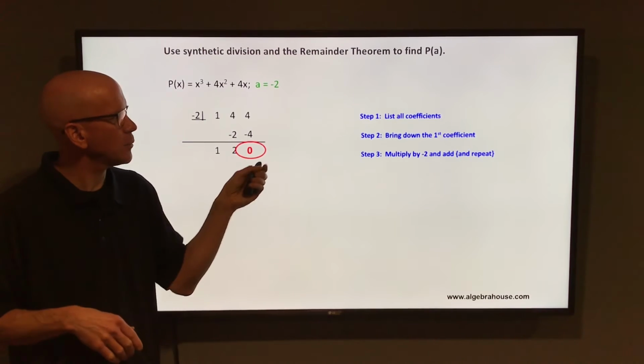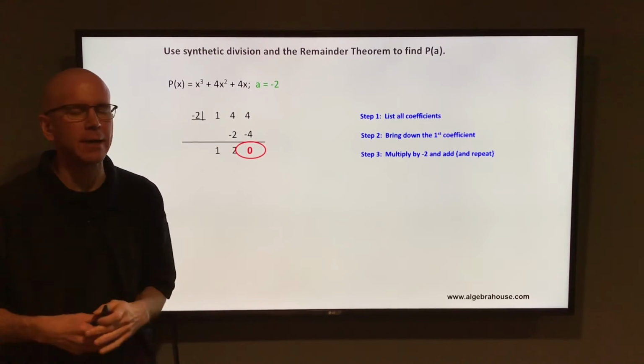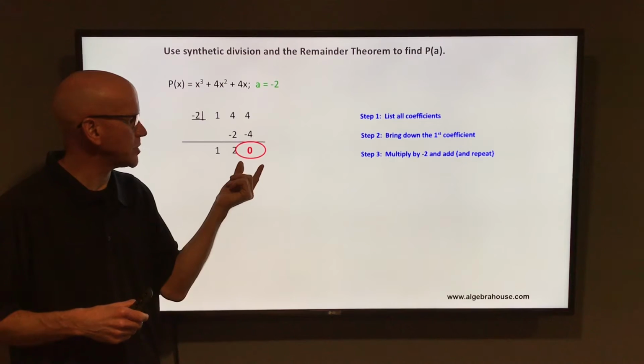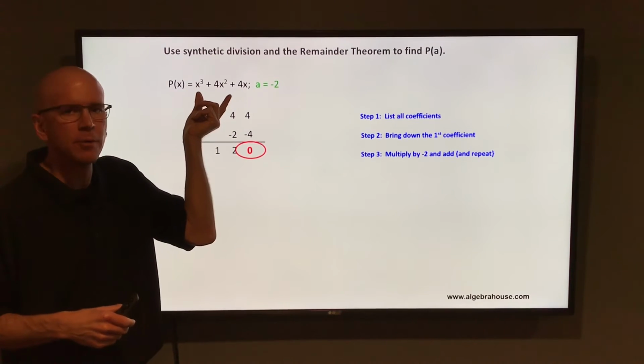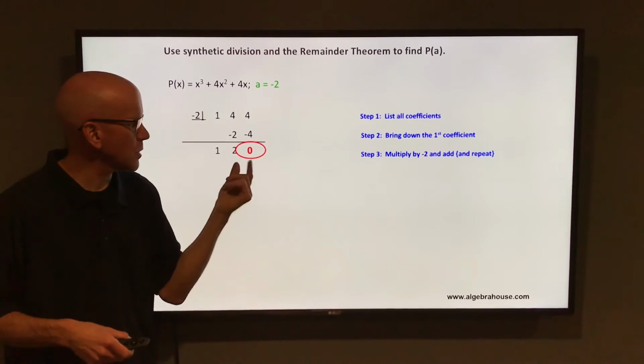That's what you get when you substitute negative 2 in for x. That remainder is what you would get if you would divide this polynomial by x plus 2. So 0 is the answer to that.